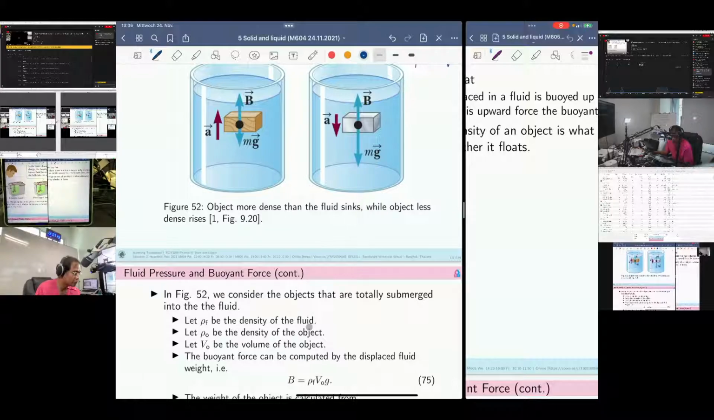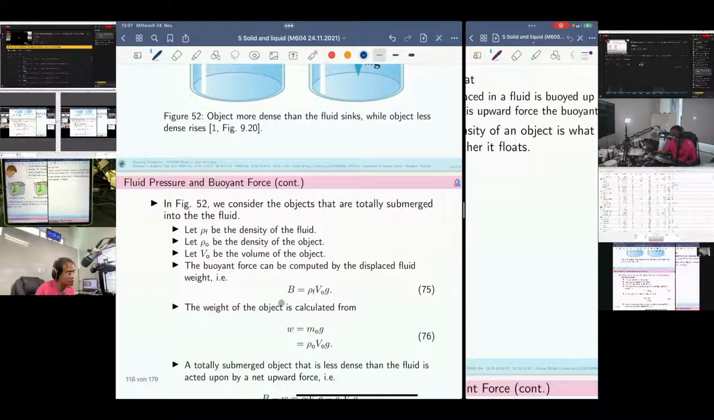Let's say, according to the y-axis, if we have any vector pointing up, we would say it's positive. If we have any vector pointing down, we would say that vector is negative, right? So the buoyant force is pointing upward, so we have the positive in front of B. The weight is pointing down, so we have the negative in front of the weight. Okay, and the buoyant force is rho F VO G, from 75, and the weight of this object.